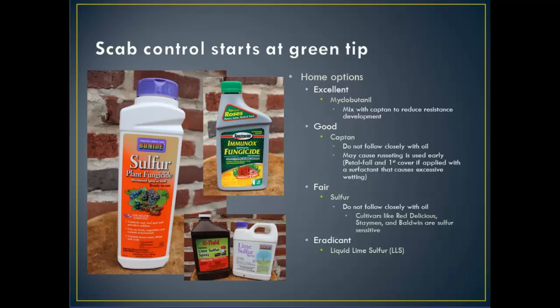Again, if you're organic, one of your other options is liquid lime sulfur, which I have pictured below. You usually think about liquid lime sulfur as being a dormant application, but it actually can be used season long at a much lower, significantly lower rate. So if you look at the label, you'll see where you can reduce the rate on that.